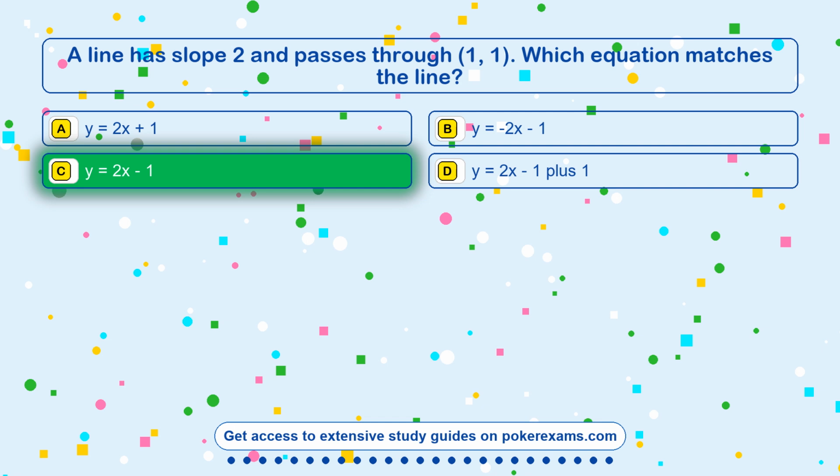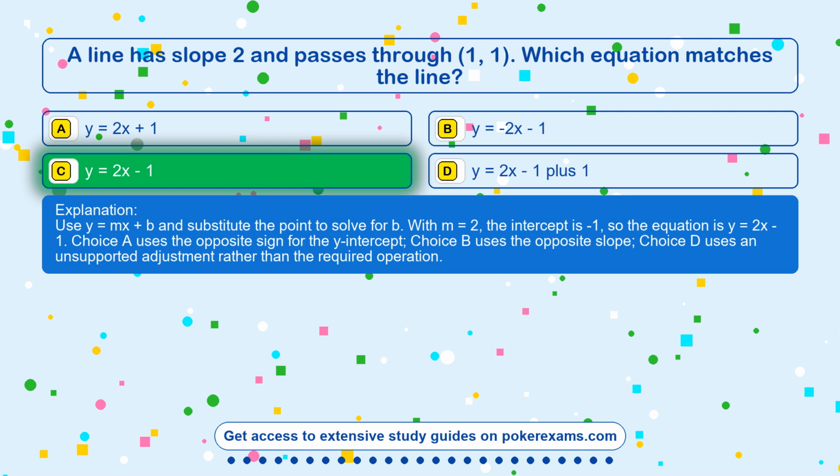The correct answer is option C, y equals 2x minus 1. Use y equals mx plus b and substitute the point to solve for b. With m equals 2, the intercept is minus 1, so the equation is y equals 2x minus 1. Choice A uses the opposite sign for the y-intercept. Choice B uses the opposite slope. Choice D uses an unsupported adjustment rather than the required operation.